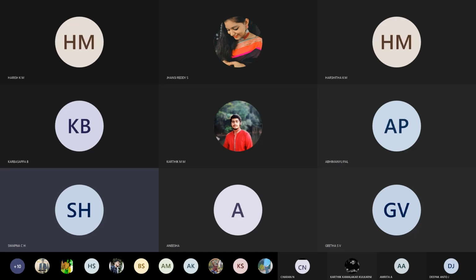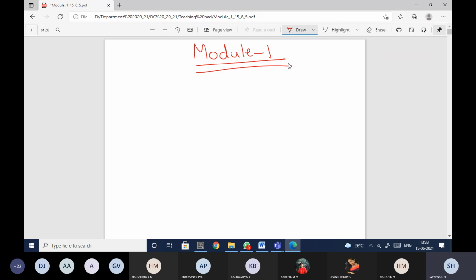Module 1 will have some introduction, because based on this introduction, the rest of the module depends on it. At least the first topic of the module depends on it. That's the reason let us go with the very basics. So, what is an atom?